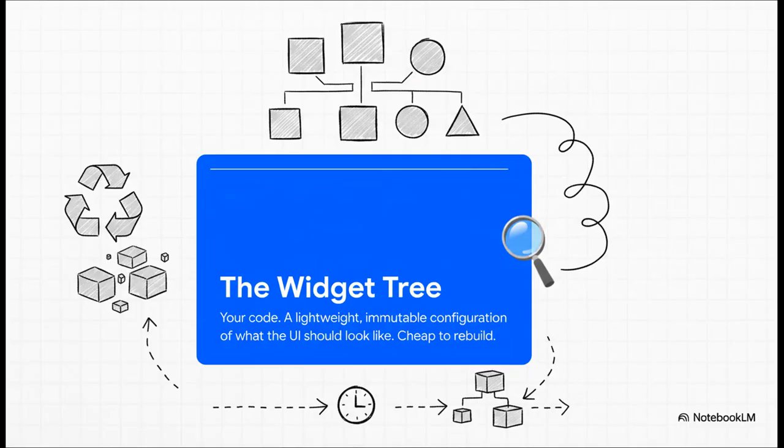So first up, we've got the one you're already familiar with, the widget tree. The best way to think about this is like a blueprint for your UI. It's not the UI itself, it's just a set of instructions. And because it's just a configuration, it's super lightweight, it's immutable, and most importantly, it's designed to be thrown away and rebuilt all the time. It is incredibly cheap to do.